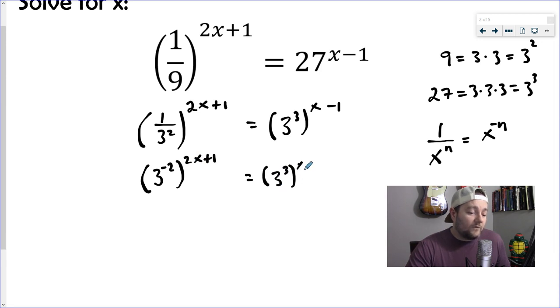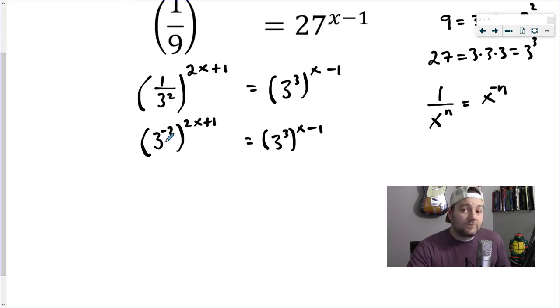And I'm going to rewrite this one more time, just to drill home the fact that we're going to get the bases to be exactly the same. So remember my rule about if I have a power over power, we multiply the exponent. So here I have a power over power, negative 2 times 2x plus 1. And then over here I have 3 cubed, which is 3x minus 1, just like that.